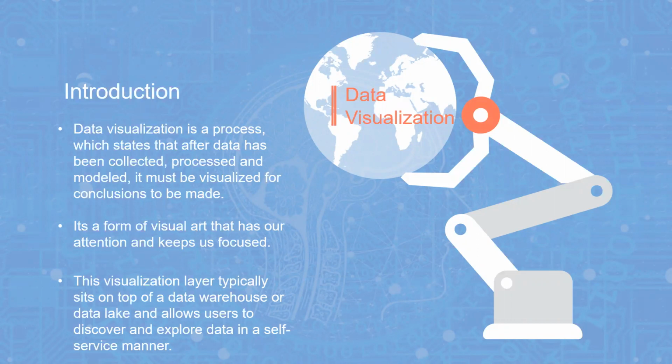Now, the main goal of data visualization is to make it easier to identify patterns, trends, and different outliers in large data sets. And data visualization is actually a step of the data science process, which states that after data has been collected, processed, and modeled, then we have to visualize it to draw conclusions from the data that we have. It's also an element of the broader data presentation architecture discipline, which aims to identify, locate, manipulate, format, and deliver data in the most efficient way.